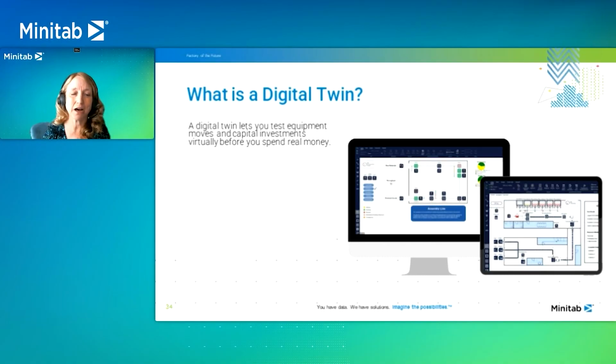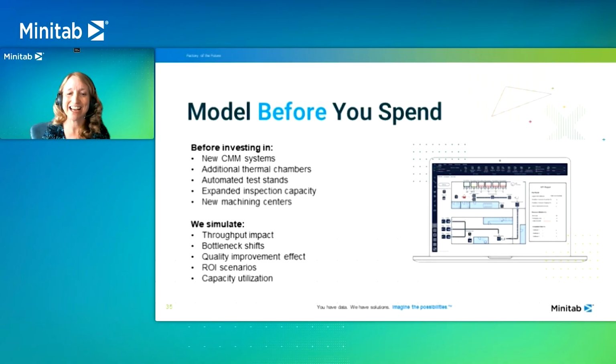It lets you change how many people you have working at a station, for example, or if I add a manufacturing line here, what is my throughput going to be? Capital expenditures are incredibly expensive. This allows us to test before we spend. So I can set up a virtual version of what my manufacturing floor looks like, and I can change it.